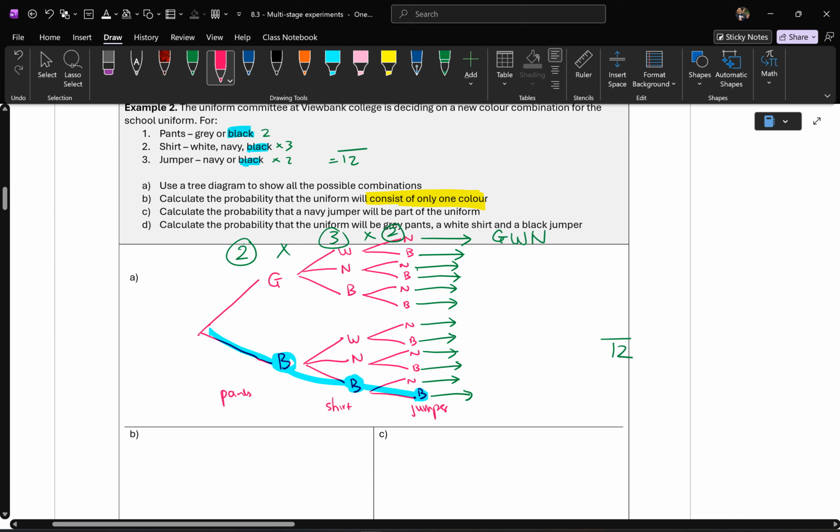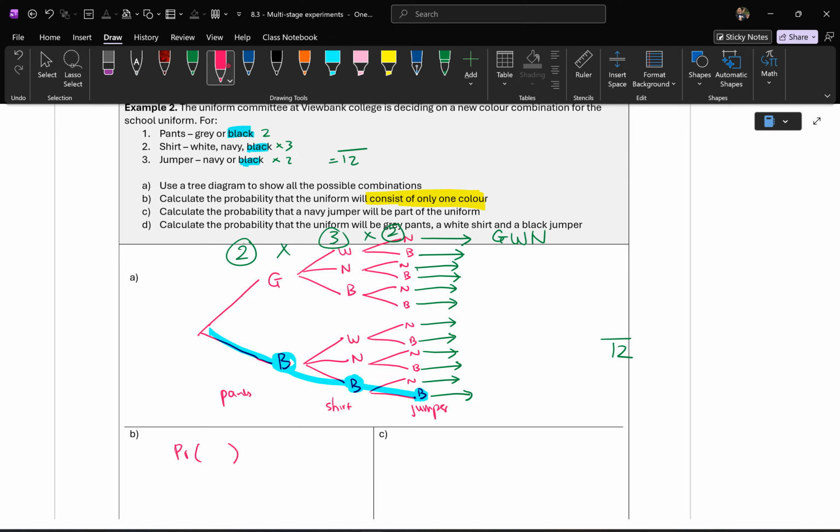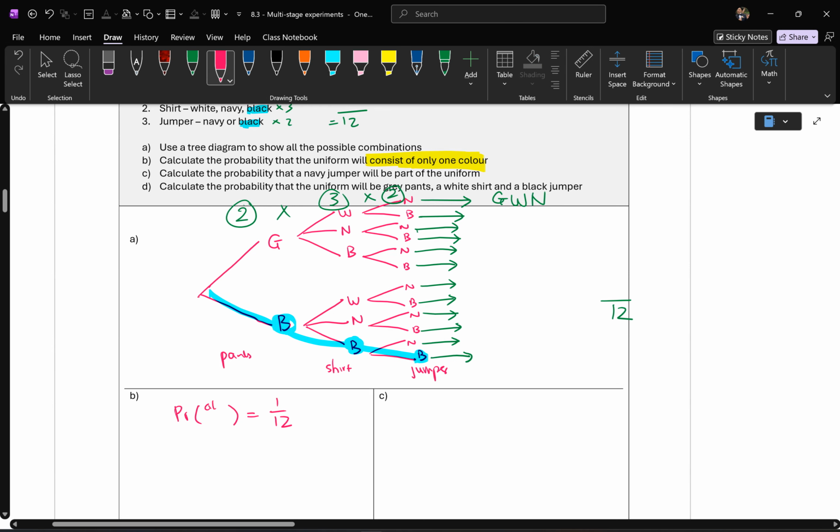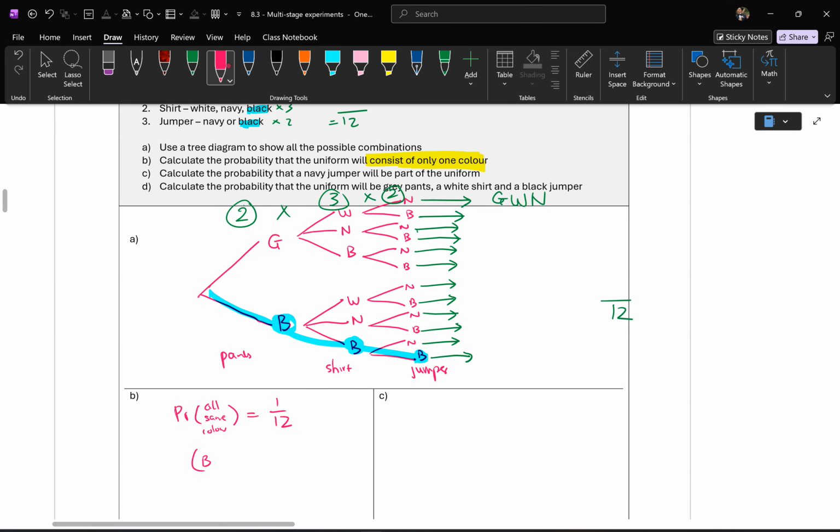So what's your probability? Probability is 1 on 12. Out of 12 options, there was only one where you can get all the same color. So all same color, which means black pants, black shirt, black jumper. Had to be 1 out of 12. Okay, so drawing the table is probably one of the trickiest skills to figure out, but once you're able to draw it, then you can figure out the total number of options.